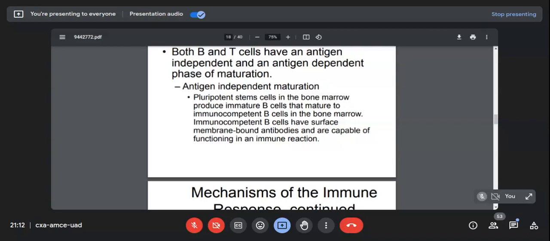So it is named a B cell. The B in B cell comes from the pluripotent stem cell of the bone marrow. It is produced and matures from the bone marrow. Then it moves into the bloodstream. From the bloodstream, it gets to be activated when it recognizes an antigen.